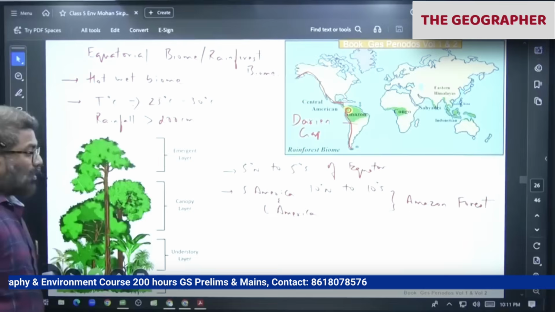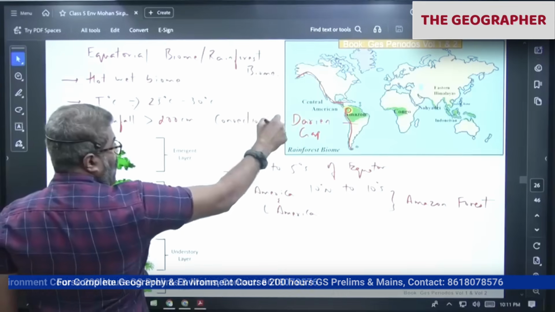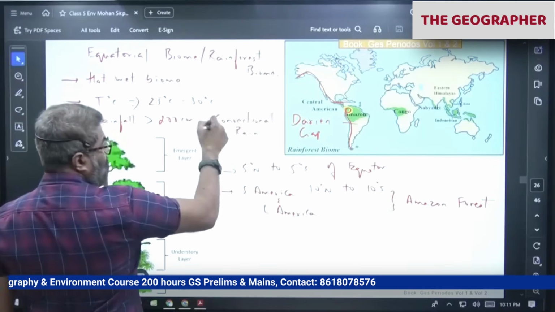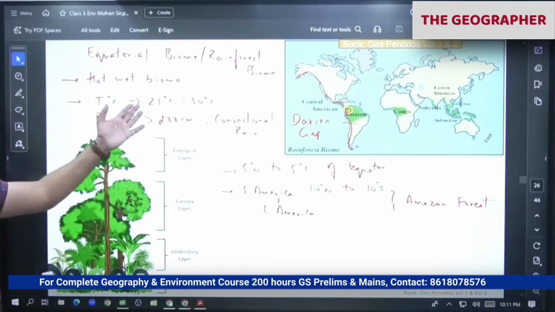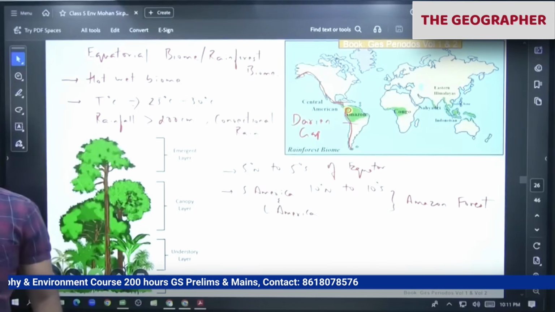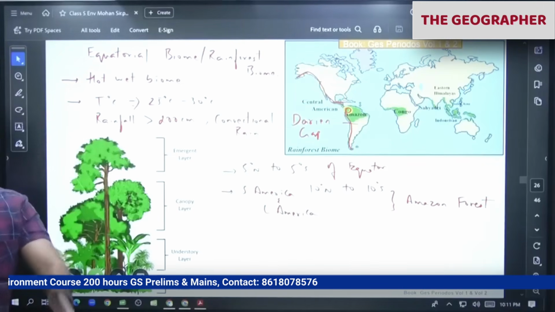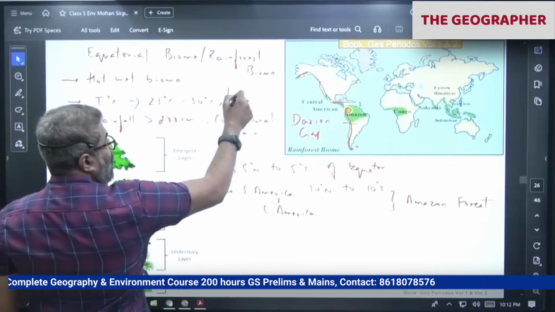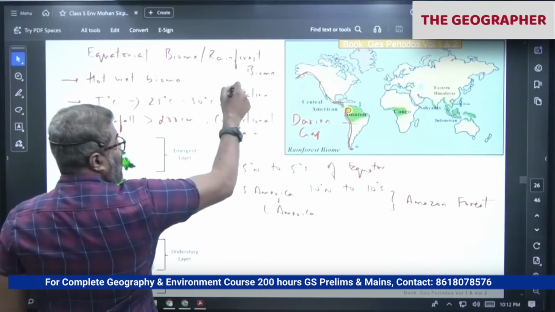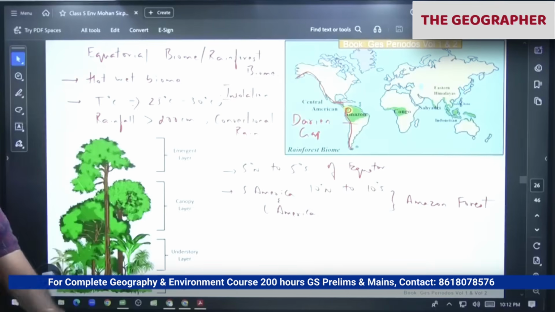Amazon forest. What type of rain? Convectional rain. All geography is coming back now. These are all abiotic components I am writing. Abiotic means sunlight, temperature. Insolation is throughout the year. Every day throughout the year they get sunlight. There is no dearth of sunlight here because the equator receives vertical rays. So insolation throughout the year. The equator doesn't face any kind of dearth of sunlight. Every day we get sufficient sunlight.